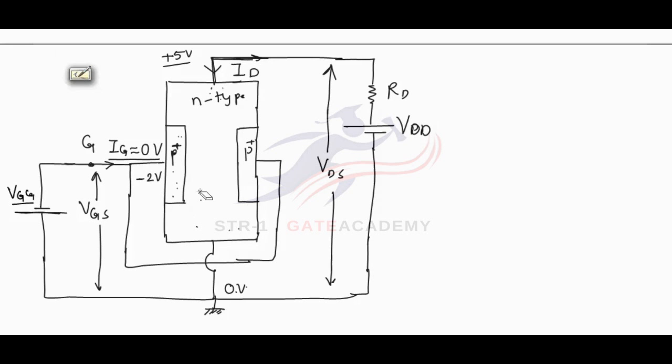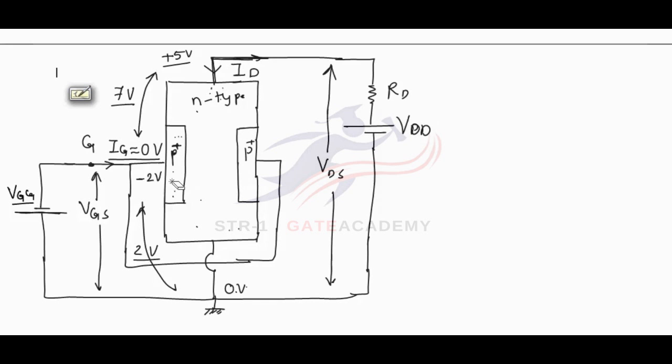But there is a difference in the reverse biasing. If we see the difference here, the voltage difference is around 7 volt and the voltage difference here is 2 volt. So now I can say that the reverse biasing between gate and drain is more than reverse biasing of gate to source.